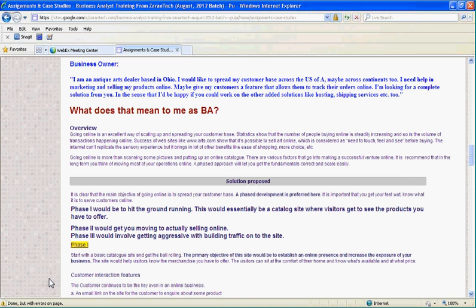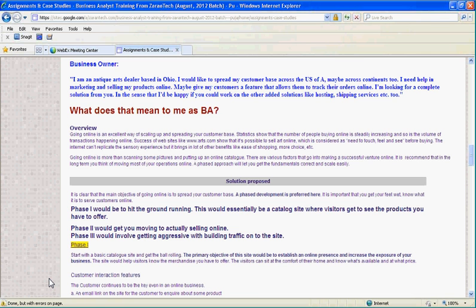The requirement of the stakeholder is: I am an antique art dealer based in Ohio. I would like to spread my customer base across the US, maybe across the continent. Two, I need help in marketing and selling my products online, maybe giving my customers a feature that allows them to track their orders online. I'm looking for a complete solution from you, in the sense that I would be happy if you could work on the other added solutions like hosting, shipping services, etc. too.